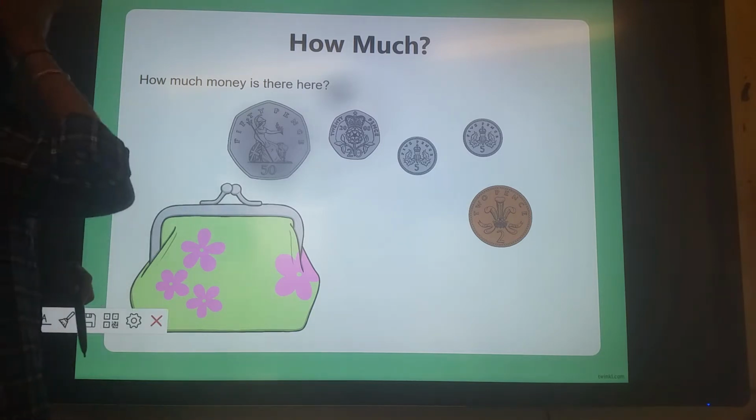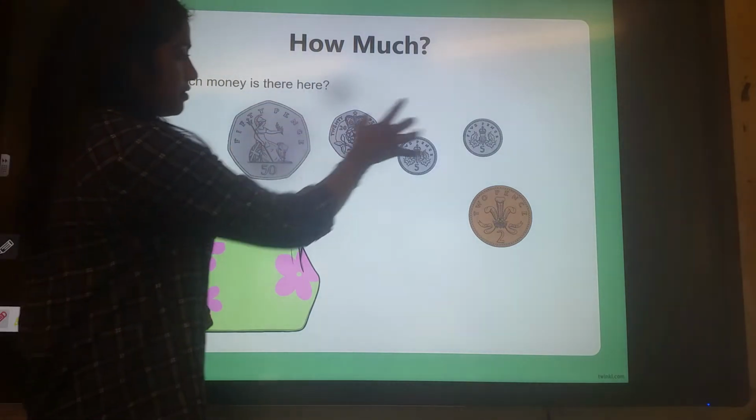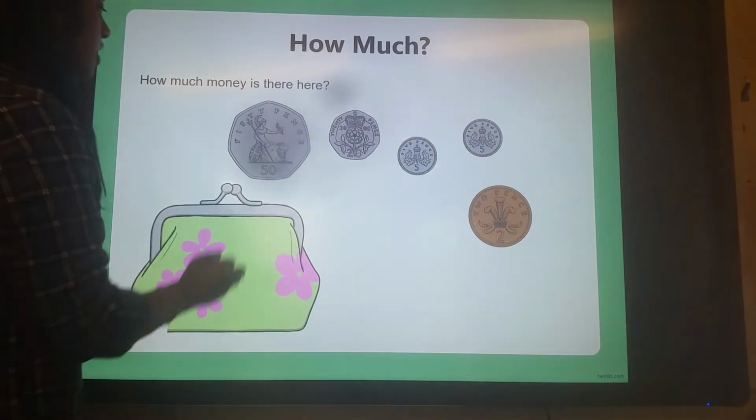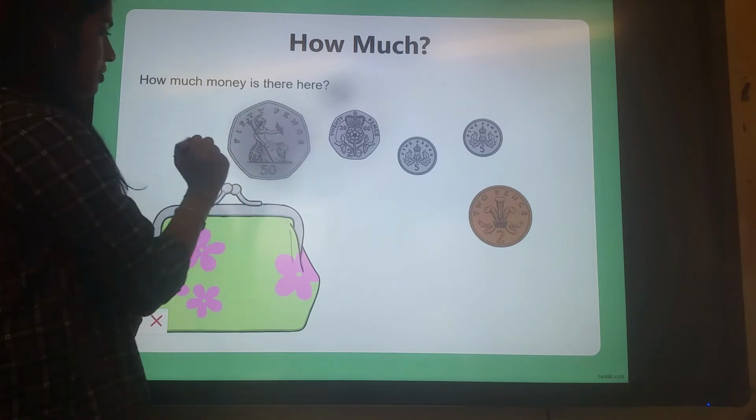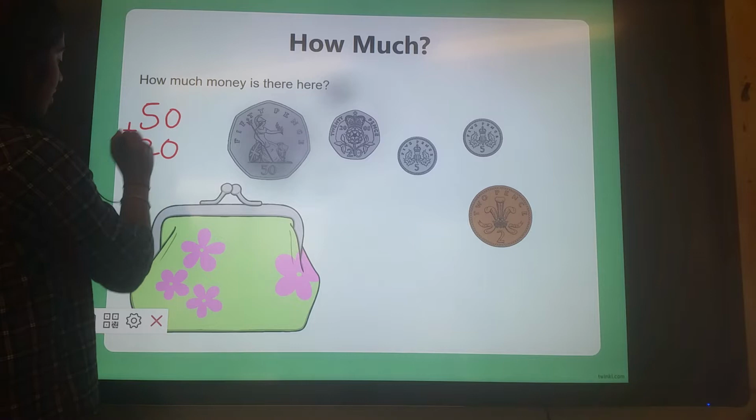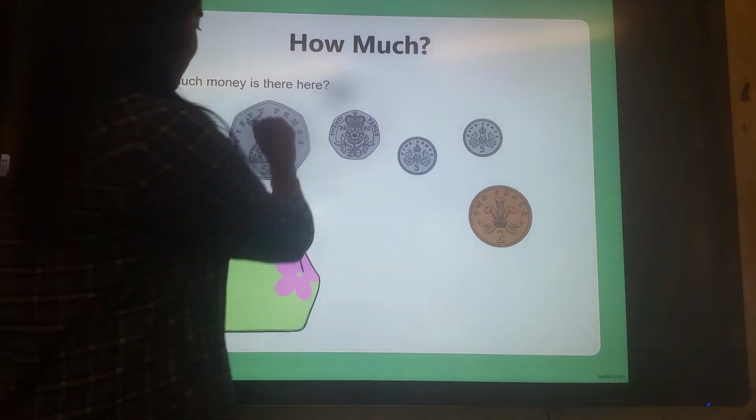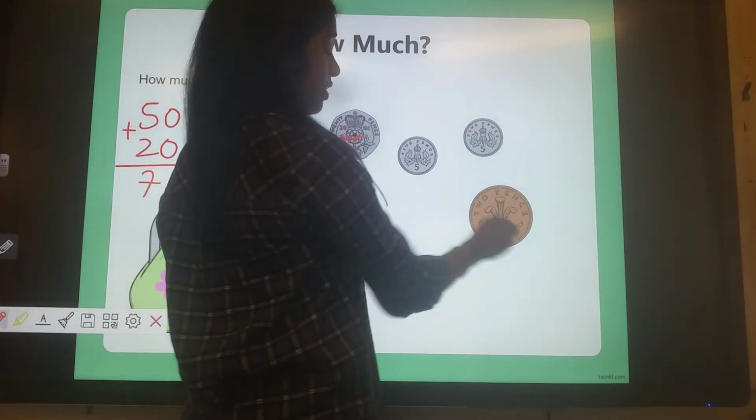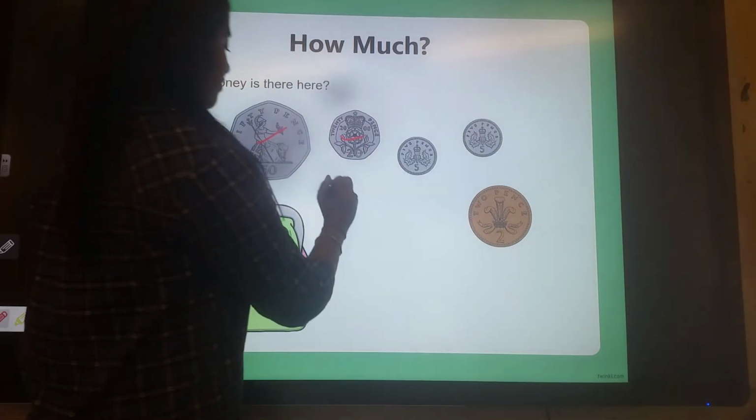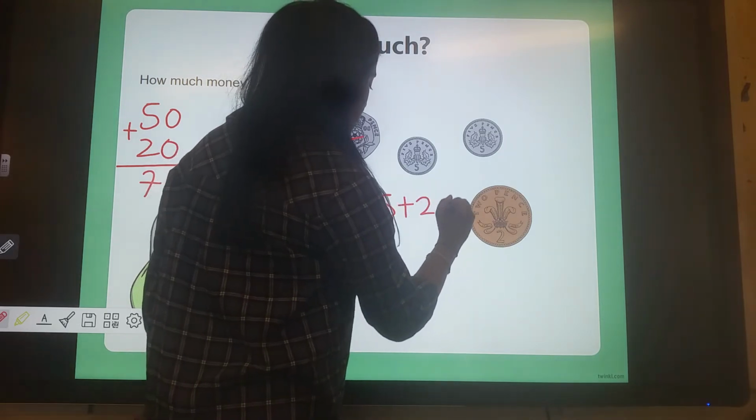Are we ready? Let's have a look. So again, we've got 5 coins here. I'm going to add these coins together first and then these coins, okay? So I have 50p plus 20p, that's quite easy. We know that's going to be 70p. And then, so I've added these coins together. Now I need to add these 3 coins together. So I have 5p plus another 5p plus another 2p, okay?